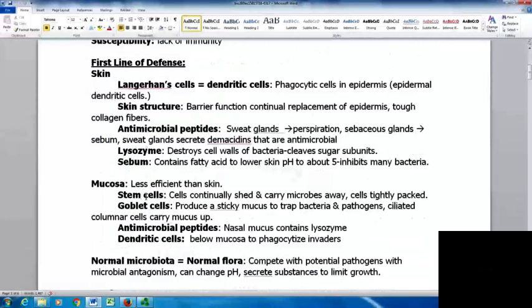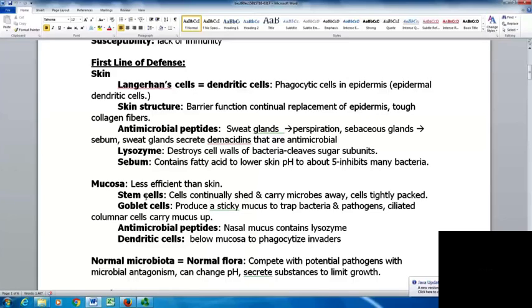Looking in more detail at our first line of defense, we have the skin. In your skin, you've got your Langerhans cells, sometimes called dendritic cells, that are phagocytic cells in the epidermis. They are also sometimes referred to as epidermal dendritic cells. The skin structure itself provides a barrier. It's continually replaced, and it contains tough collagen fibers that help prevent invaders from getting inside.